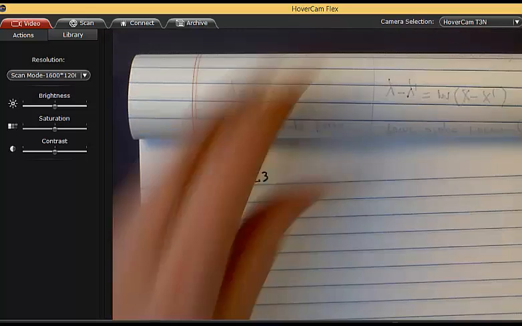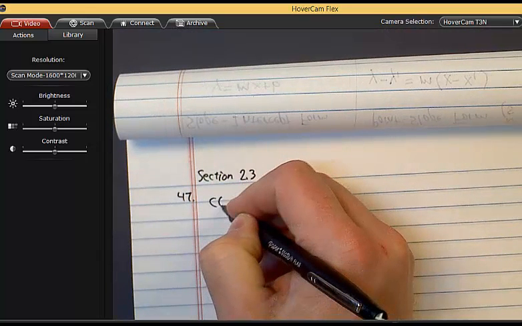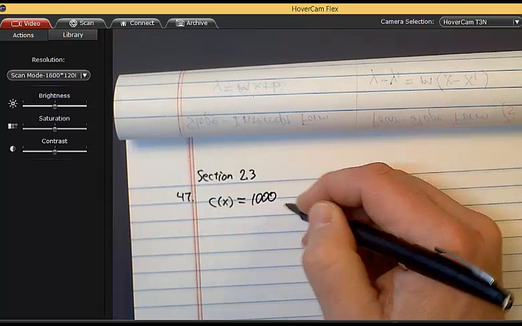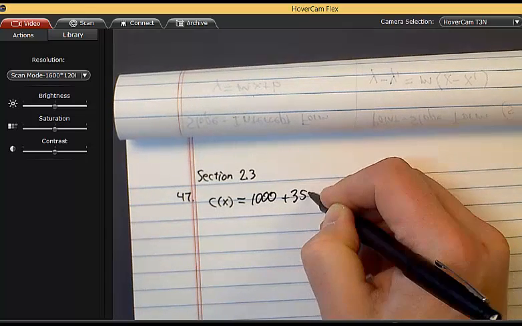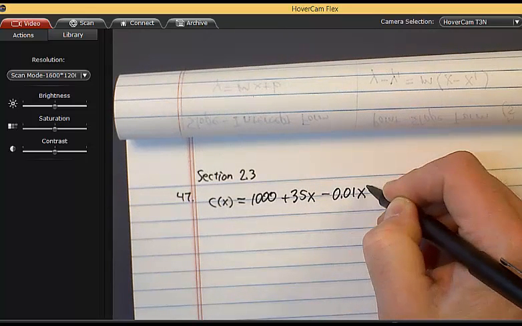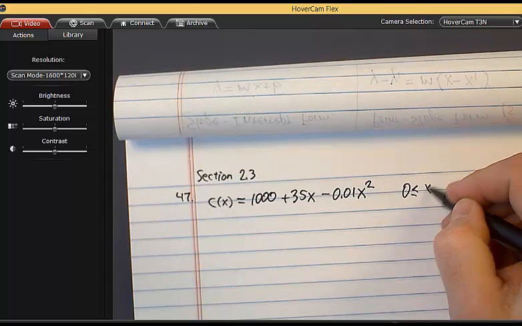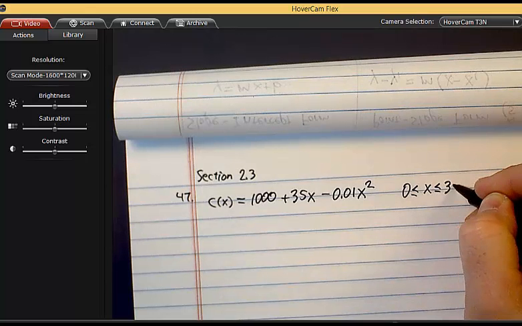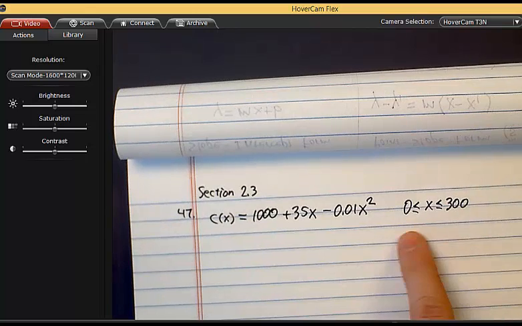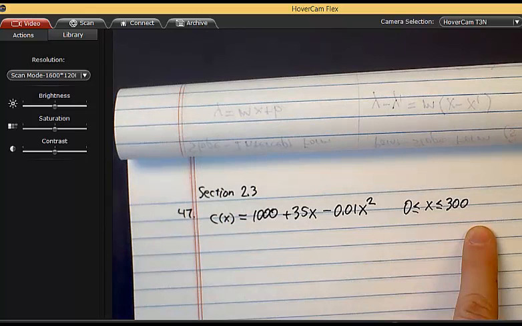So this problem, they give me a cost function. They say C of x is 1,000 plus 35x minus 0.01x squared. What are we producing here, guys? Coats, okay. Sounds like a good thing to produce on a day like today. I don't know about a raincoat, but a coat. All right, and so this is the cost of producing anywhere between 0 and 300 coats.